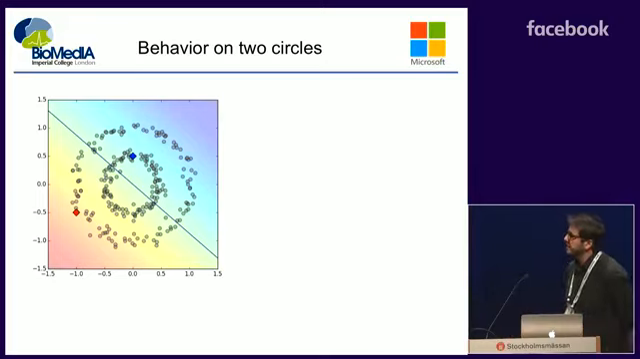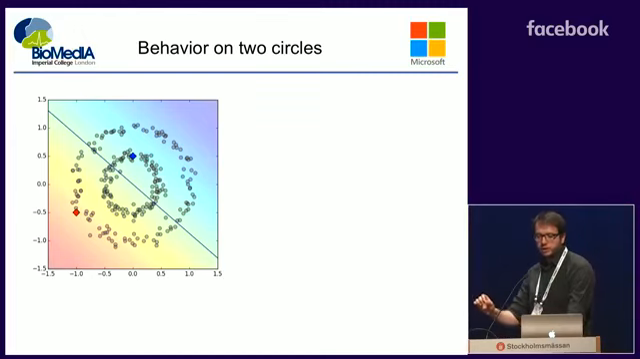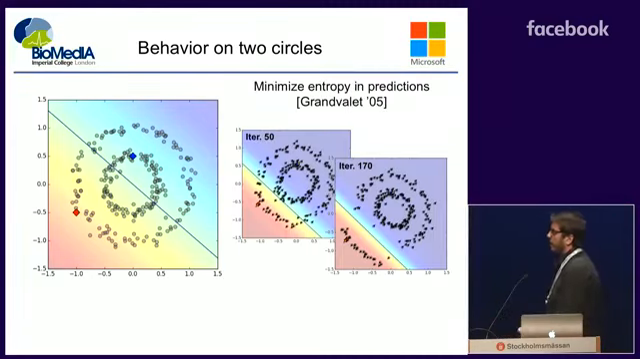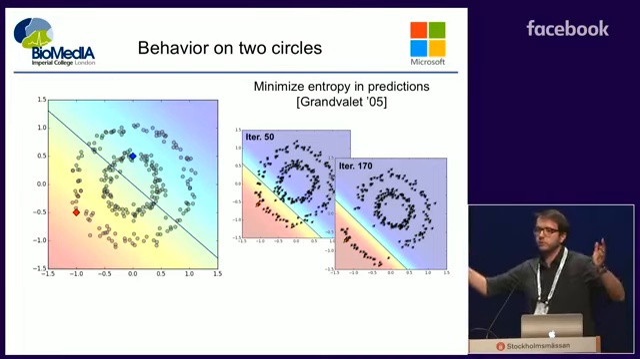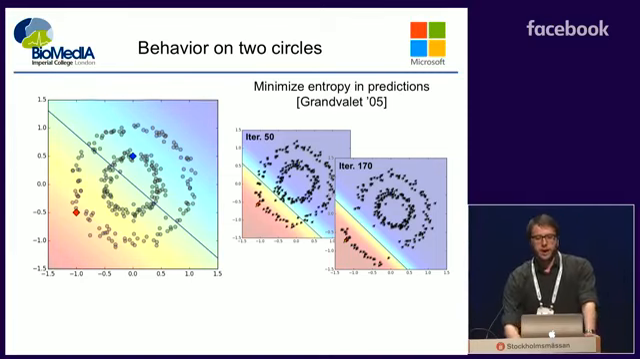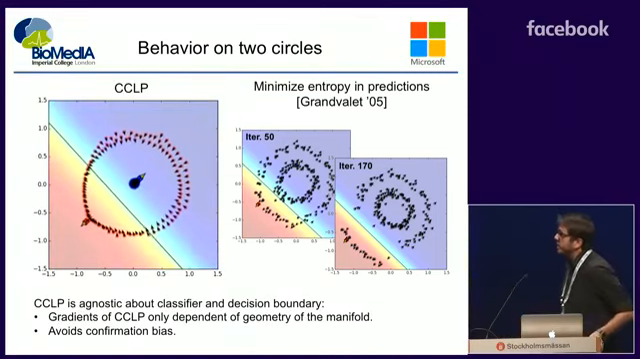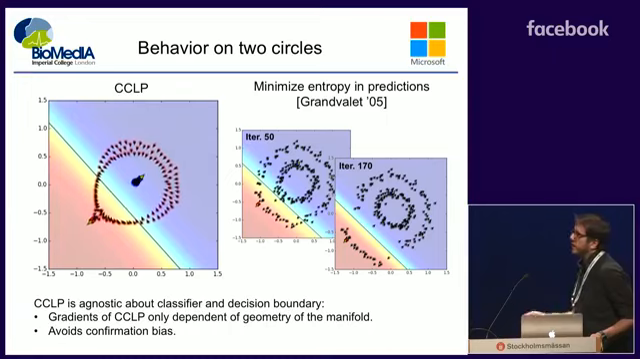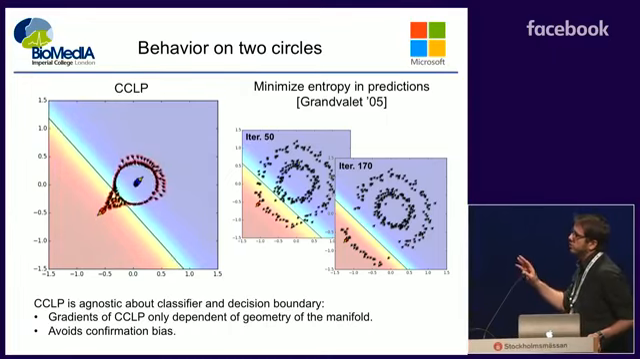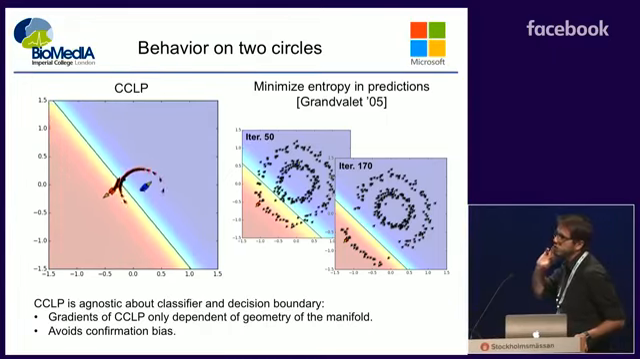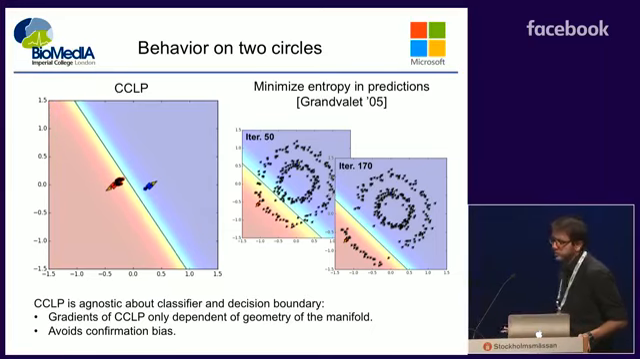Another toy example is this of the two circles, where first I will show you how another regularizer behaves here. It's the entropy minimizer, which has suboptimal behavior here, because as I said, it's subject to confirmation bias. It basically pushes the samples away from the decision boundary to minimize the entropy. Our method in comparison is completely agnostic about the classifier. It doesn't even use the linear classifier on top. Its gradients only have to do with the geometry of the manifold. So basically, it avoids this problem.